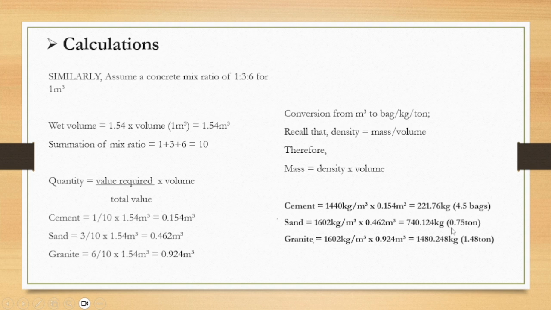cement will be reducing if you are going down. I just moved from 1:2:4 to 1:3:6, which is going down the rank of the mix ratio. So that is how to go about the calculation. It's not difficult. If you take your time, you are going to get it.